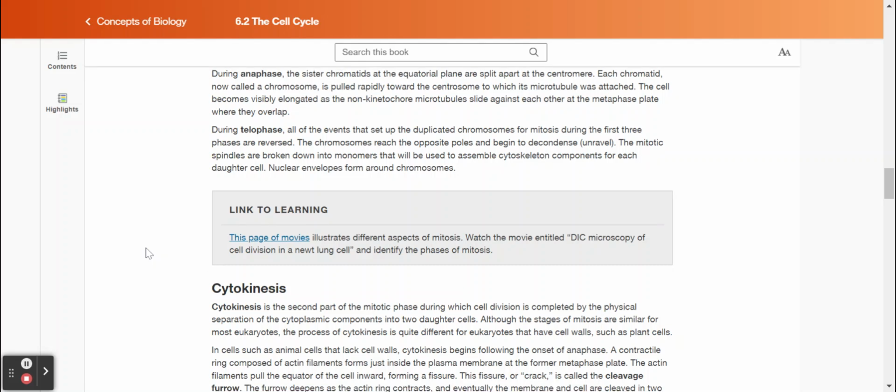During telophase, all of the events that set up the duplicated chromosomes for mitosis during the first 3 phases are reversed. The chromosomes reach the opposite poles and begin to decondense or unravel. The mitotic spindles are broken down into monomers that will be used to assemble cytoskeleton components for each daughter cell. Nuclear envelopes form around chromosomes.